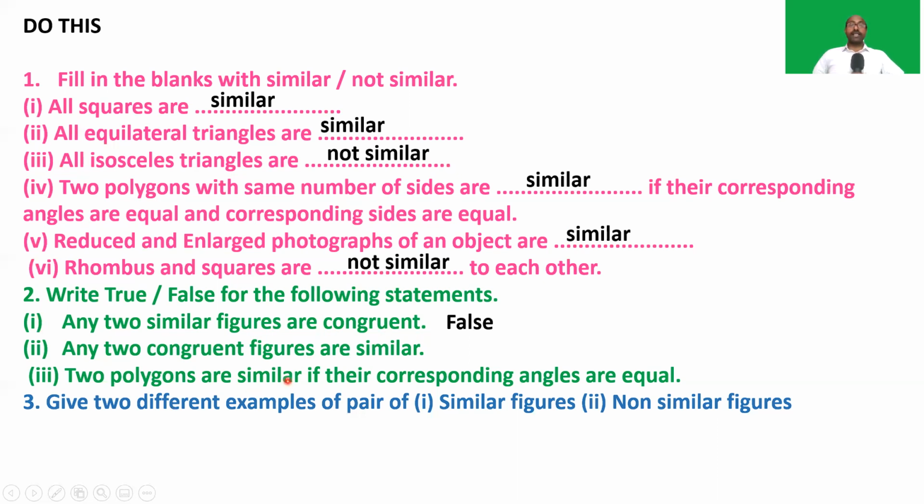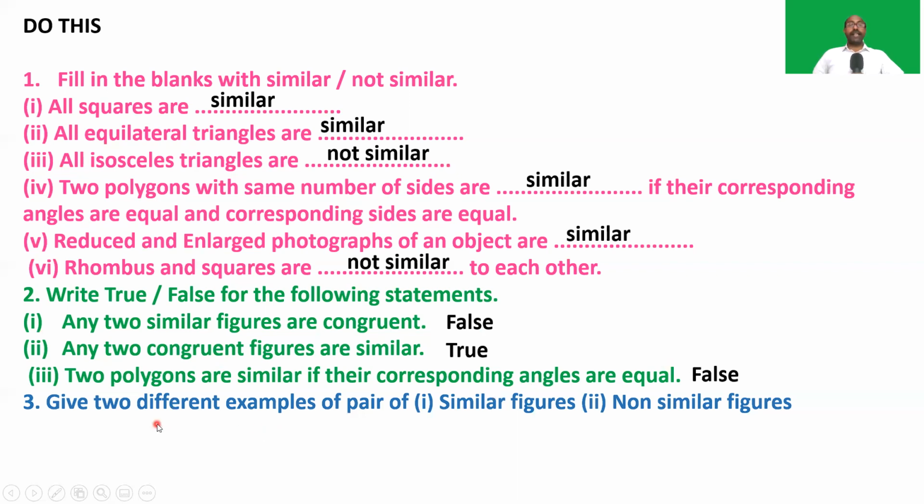Any two congruent figures are similar. In congruent figures, all the corresponding sides and all the corresponding angles are equal, so any two congruent figures are similar. So the statement is true. So students, any two congruent figures are similar, but its converse is not true. That is false. Okay. Two polygons are similar if their corresponding angles are equal. So it is also a false statement.